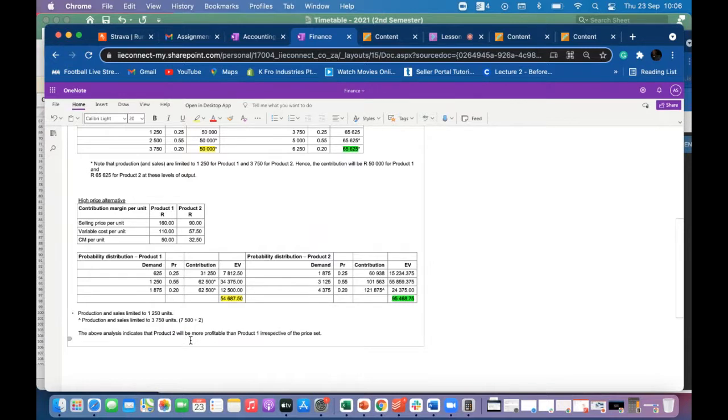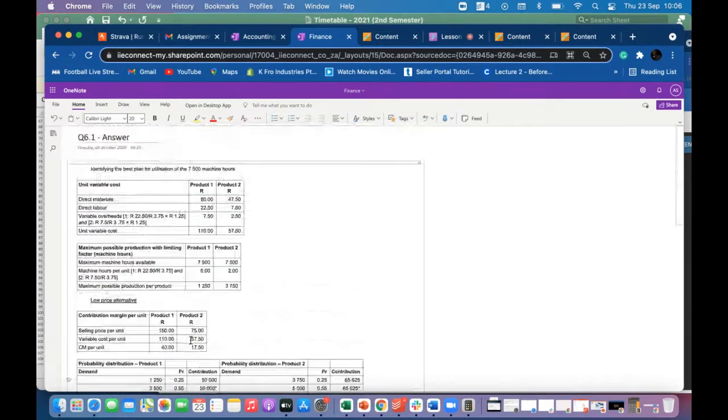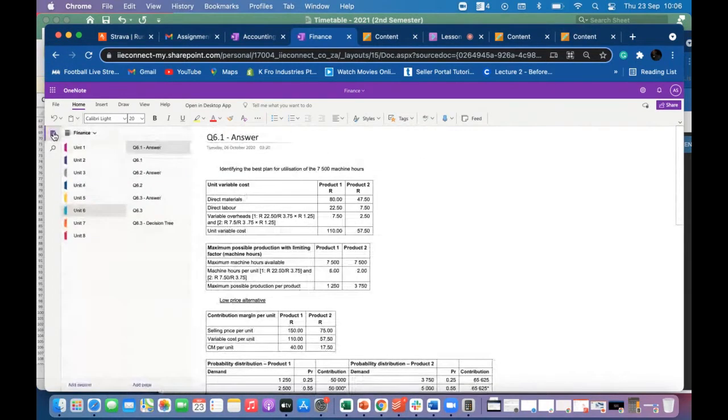Okay. So obviously we will produce all of product 2, all right? Because obviously we would earn more money from that. Okay. So that's how that decision there is being made.